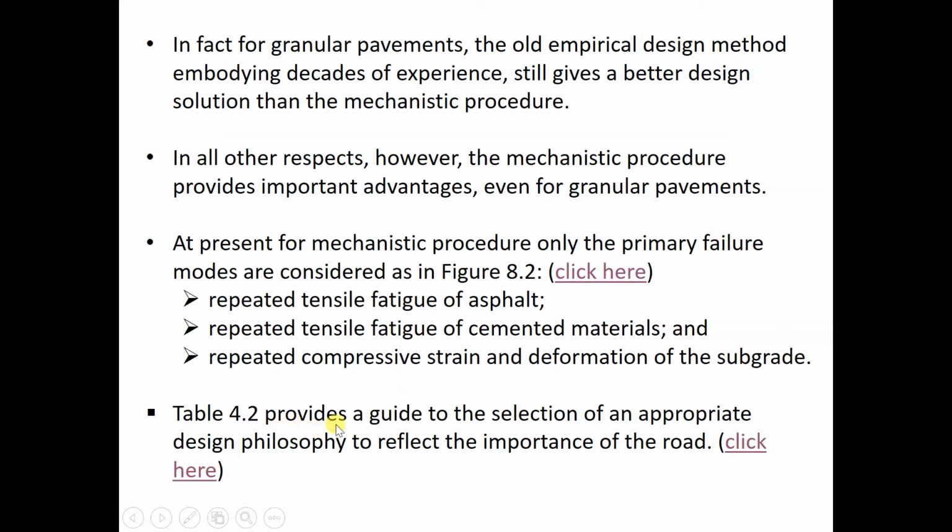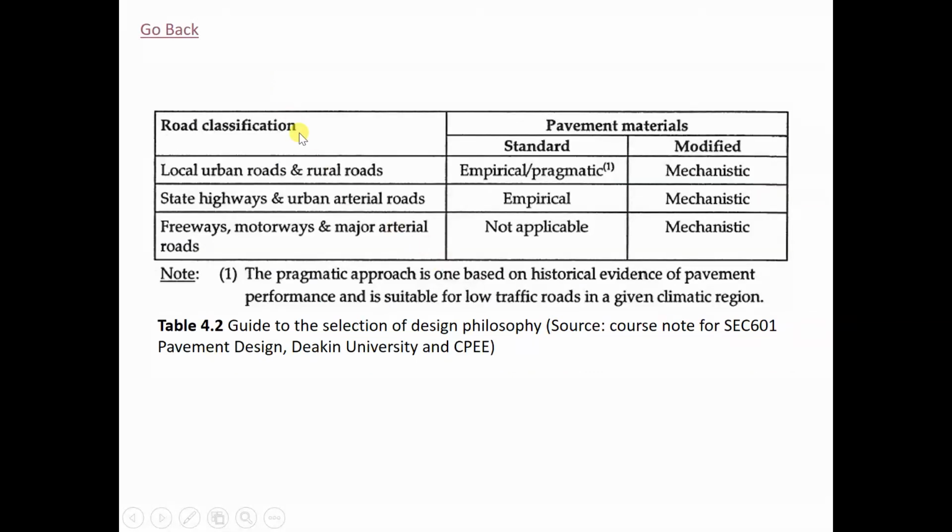Table 4.2 provides a guide to the selection of the appropriate design philosophy to reflect the importance of the road. In this table there are road classifications: local, urban road, and rural roads, state highways and urban roads, arterial roads, freeway, motorway, and major arterial. We have 2 types: standard and modified. Only for the local road can we use the empirical approach, or state highway and urban road.